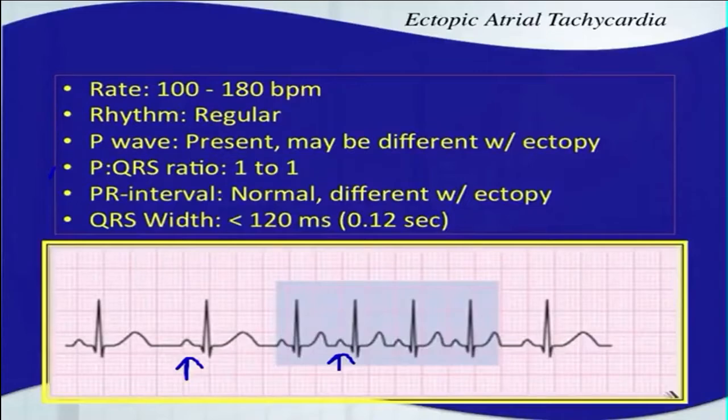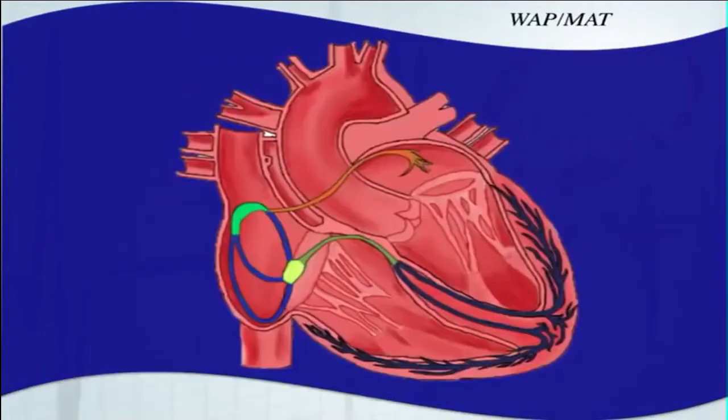And all that means is that somewhere else in the atria, in either the right atrium or the left atrium, is causing depolarization to take over in a different area of the heart. Your QRS width is still going to stay narrow. It's going to be less than 120 milliseconds, which is 3 small boxes. So that's ectopic atrial tachycardia.